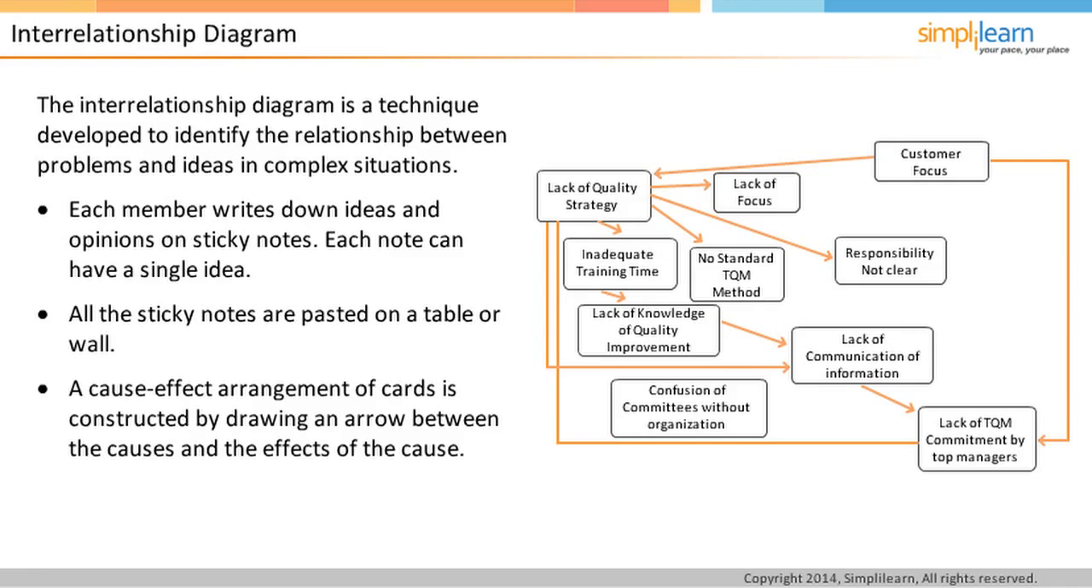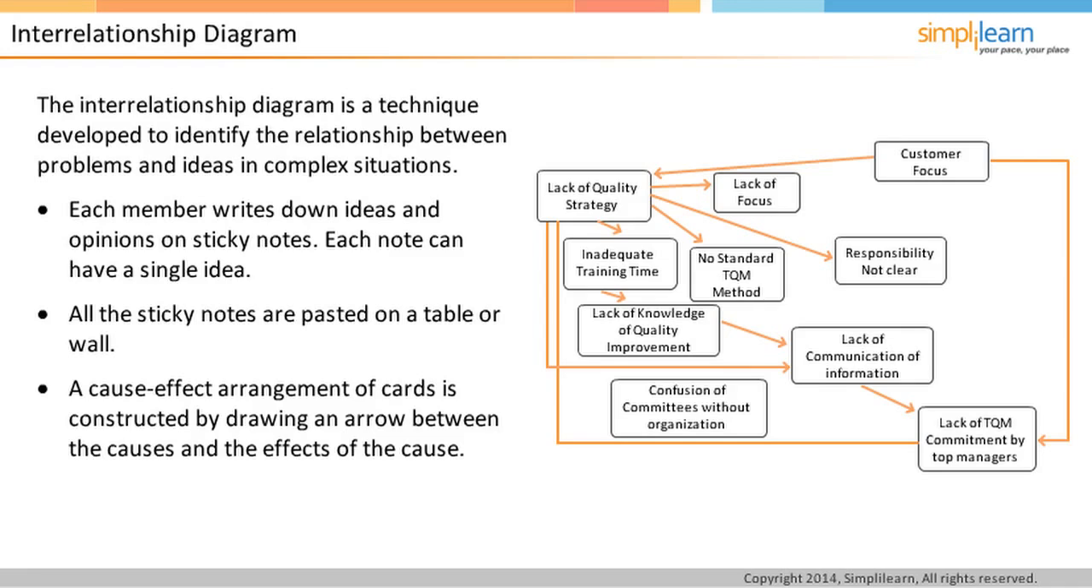Take a large sheet of paper and replicate the cause-effect arrangement on it. As depicted in the image, a large number of outgoing arrows indicate the root cause, whereas a higher number of incoming arrows indicates an outcome. There are as many as 6 arrows originating from lack of quality strategy. This leads us to understand that it is a root cause. On the other hand, there are 3 arrows ending with the idea lack of TQM commitment by managers, making it an outcome. In the next screen, we will understand the tree diagram.